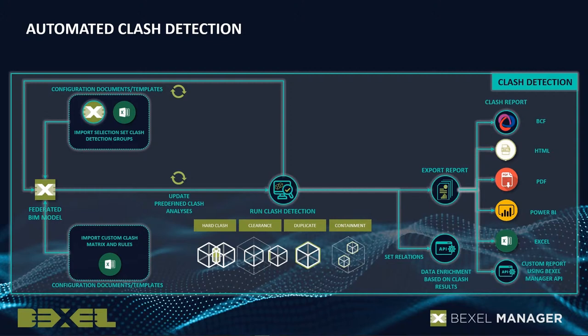That means that clash jobs and clash matrix could be predefined, could be standardized as a process within the company, and could be reused on every new project. And once executed, clash analysis results could be exported in the form of OpenBIM BCF files, in the form of PDF, HTML, Power BI or Excel reports, as well as, using OpenAPI, it could be used for additional model enrichment using API scripts and relations between elements within the clash.